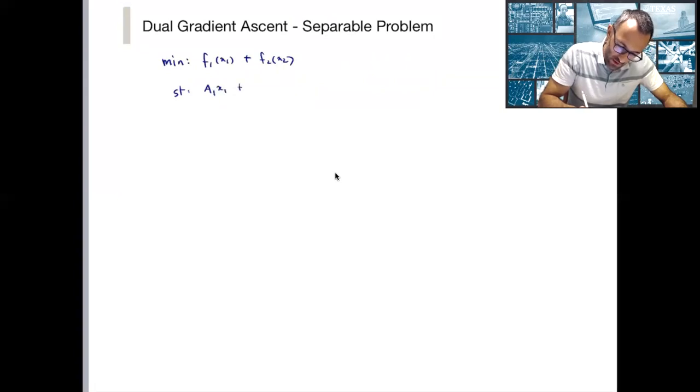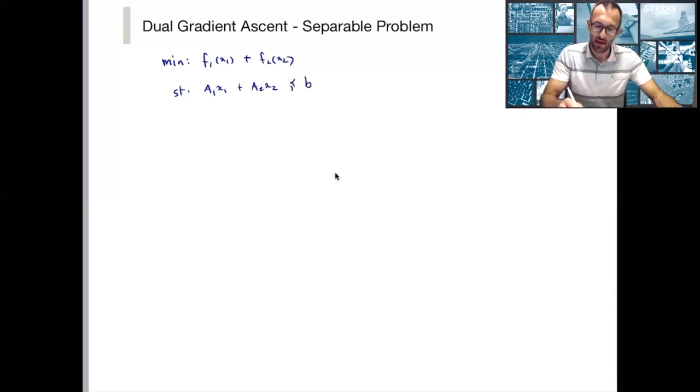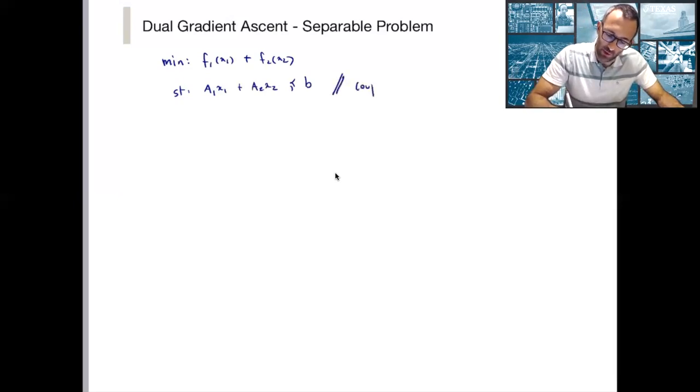a1 x1 plus a2 x2 is less than b. And I write this squiggly less than just to make clear that I don't mean that we are necessarily bound to the positive orthant. I'm not saying that b minus a1x1 minus a2x2 is in the positive orthant. That difference just belongs to some convex cone. And these are called coupling constraints, or sometimes they're called complicating constraints.